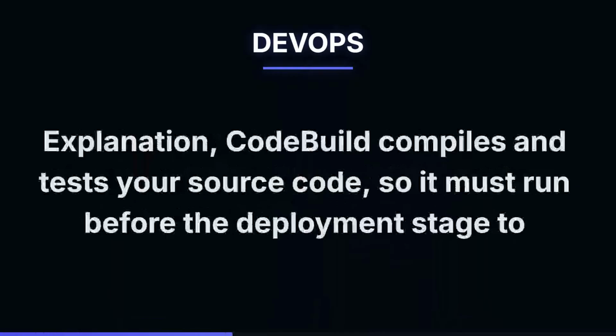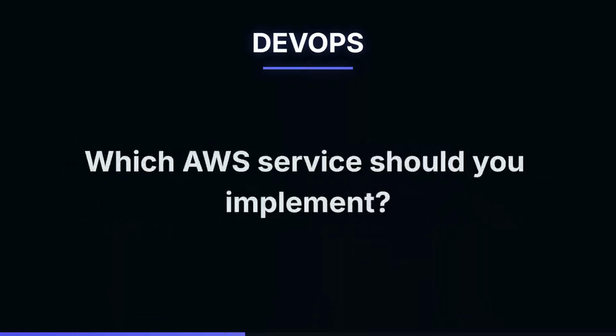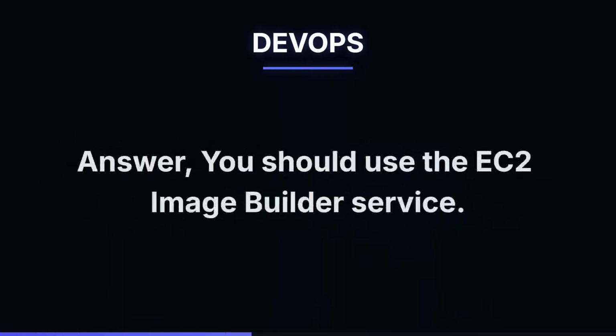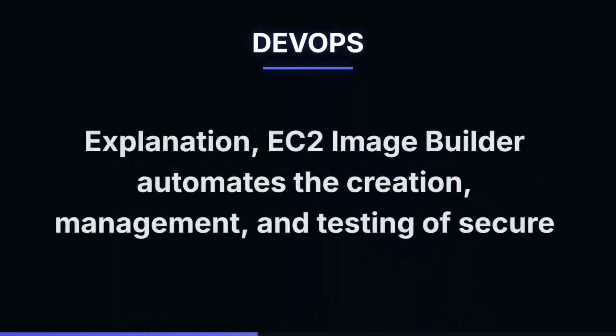Question 5. Your security team wants to standardize a golden machine image with security hardening, and they need this image to update automatically on a weekly schedule. Which AWS service should you implement? Answer: you should use the EC2 Image Builder service. Explanation: EC2 Image Builder automates the creation, management, and testing of secure server images and container images on a regular schedule.